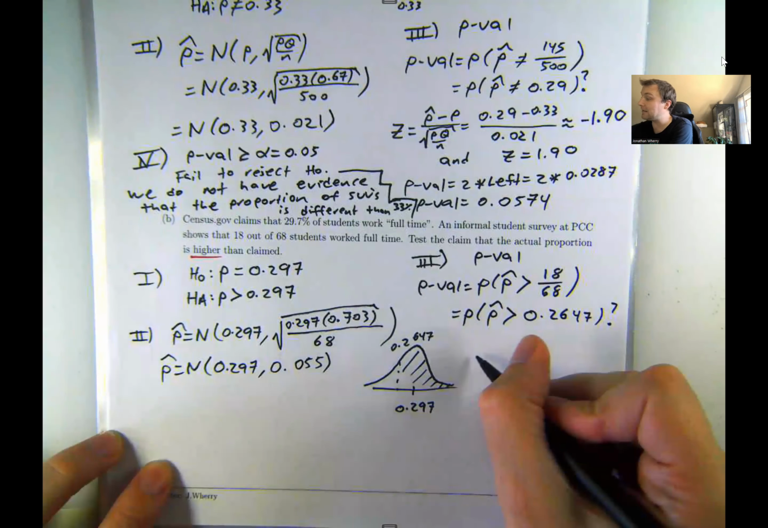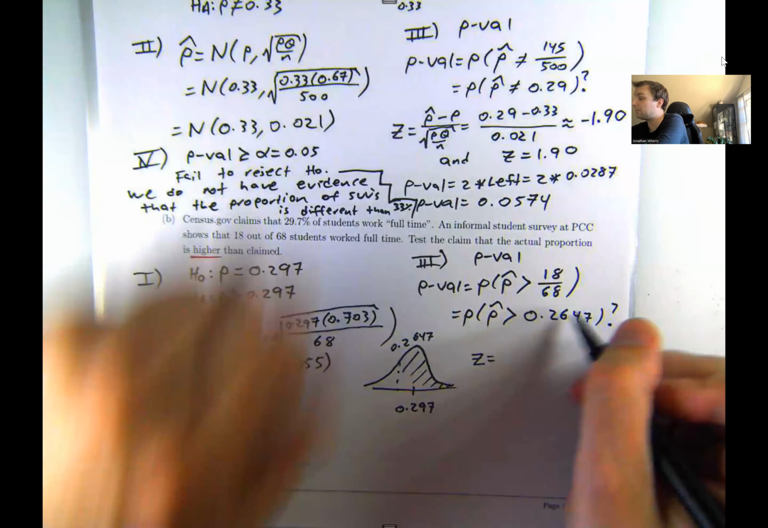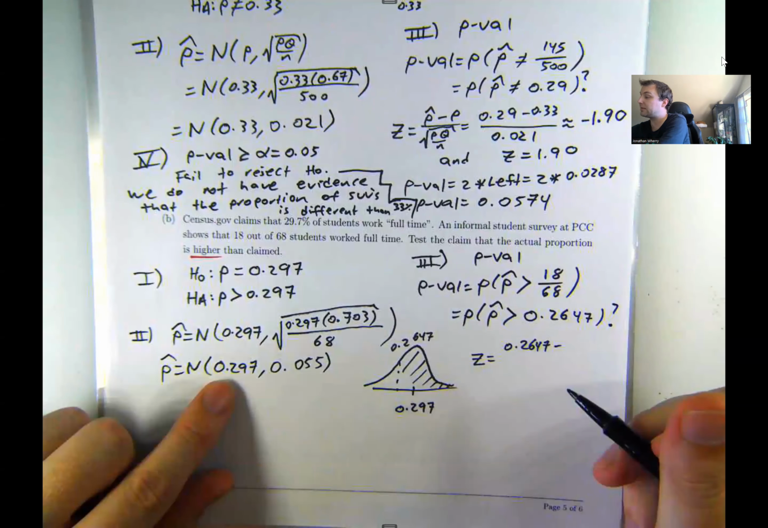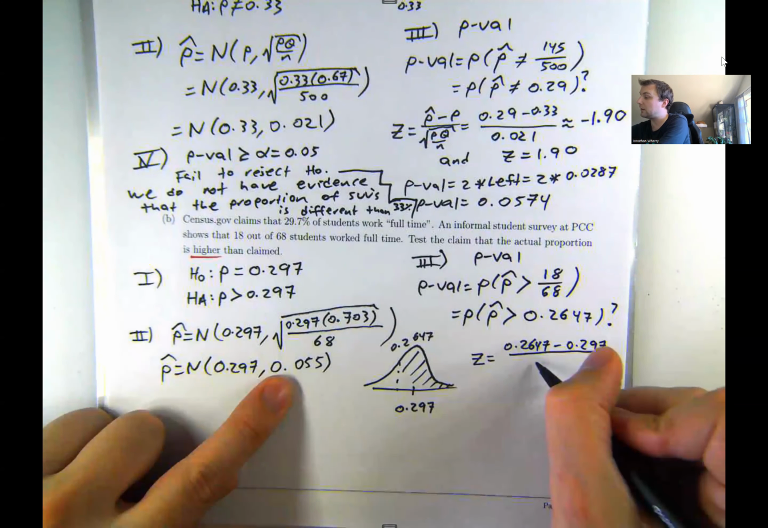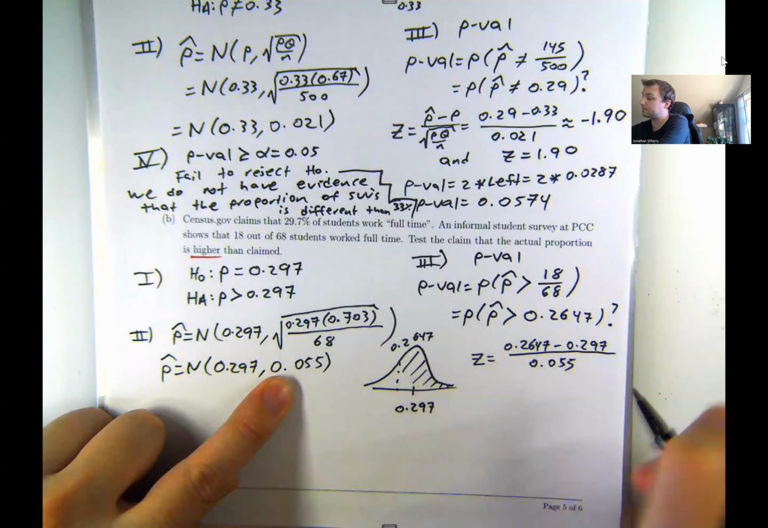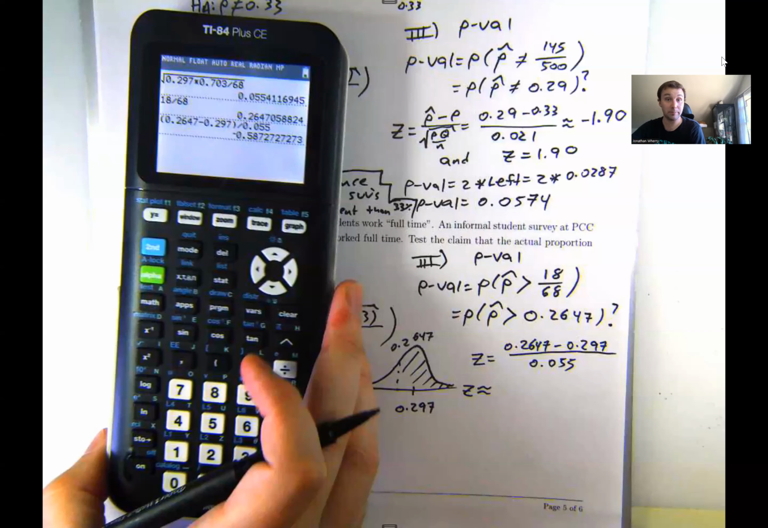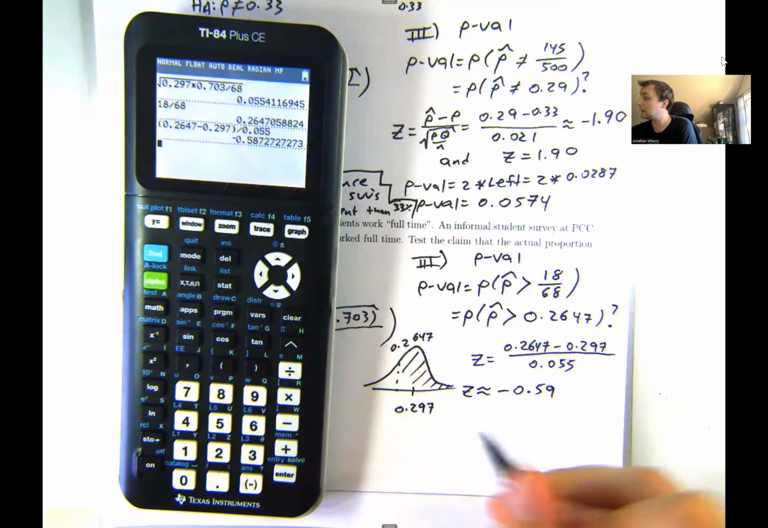I'm going to find my z-score, my test statistic, by taking my value. My value comes from the sample, 0.2647. Subtract the claim. The claim is the center of your model, 0.297. Divided by the standard deviation of 0.055. I'm going to type this into my calculator and see what I get. And then I got, up to a little bit of rounding, the z-score of negative 0.59.